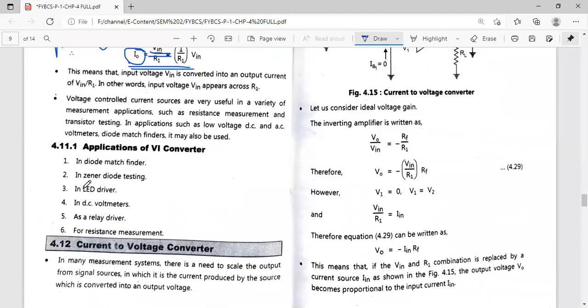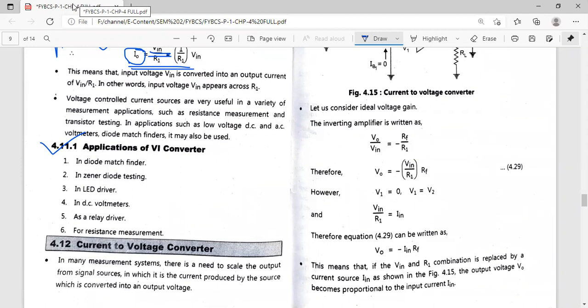Now we have to see the applications of this V2I, where we require voltage to current converters. First is in diode match finder, second in Zener diode testing, third in LED driver, in DC voltmeter, as a relay driver, and for resistance measurement. So these are the multiple applications where we will need voltage to current conversion, right? And as per the requirement you can use this voltage to current converter, correct?